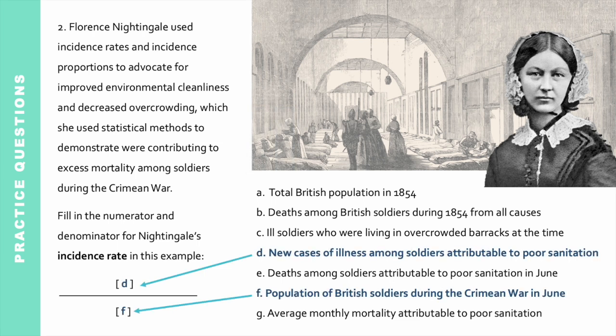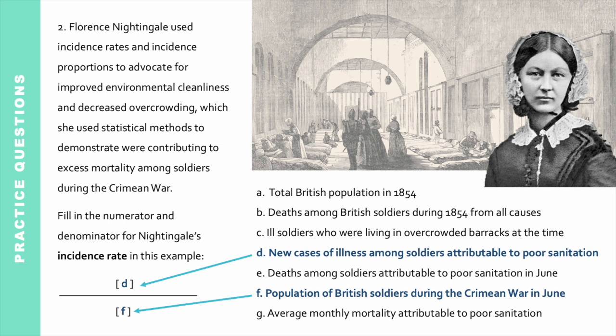An incidence rate is the number of new cases of a disease divided by the people at risk for that disease with an element of time in the denominator. In this example, the best answer choices are new cases of illness among soldiers attributable to poor sanitation divided by the population of British soldiers during the Crimean War in June. Because it's new cases specifically when we're talking about incidence, and the population in the denominator has to be people at risk of the condition of interest.